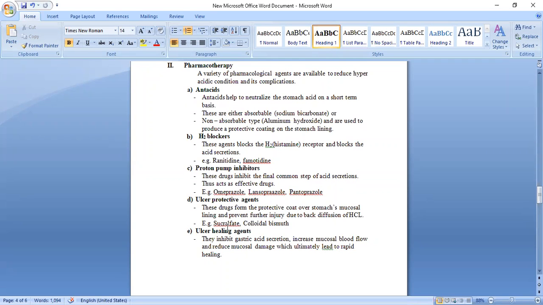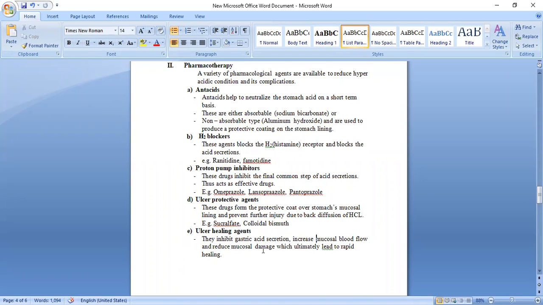Yes, one example is sucralfate, colloidal bismuth, isn't it? Sometimes they will give solutions, protective emulsions, suspensions, isn't it? This is one of them, sucralfate. Okay, sucralfate, colloidal bismuth is there. These all cause what? Protection over the mucosa of the stomach. So that's why we call it a protective coat. So no damage will take place.